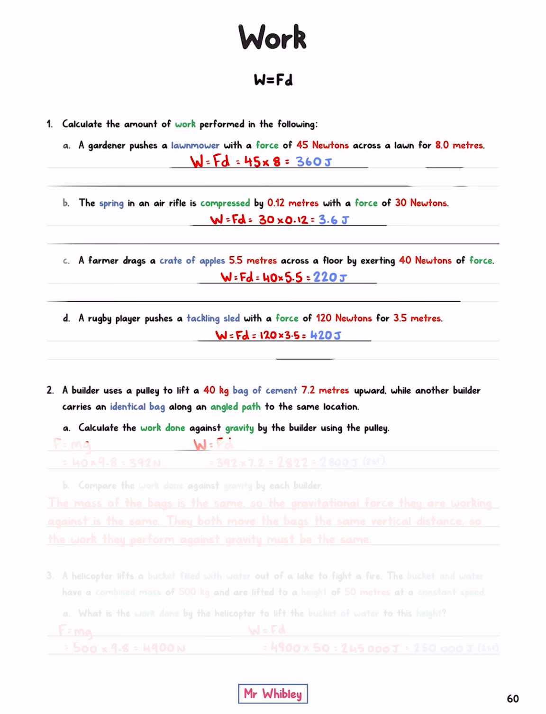Knowing that work is equal to force times distance, where the force that the builder is overcoming is the gravitational force from the bag, which we can find knowing that force is mass times gravity. Putting these numbers in gives us 392 newtons. Putting this into our work equation gives us 2,822 or 2,800 joules to two significant figures.